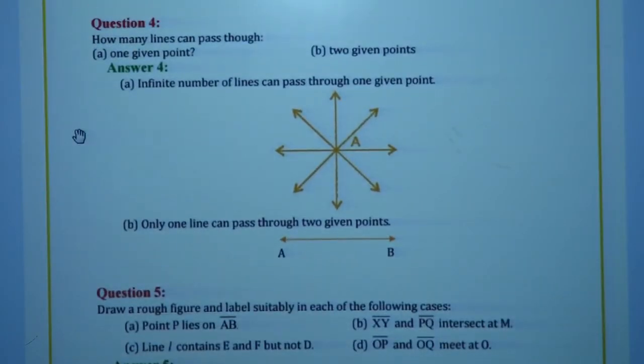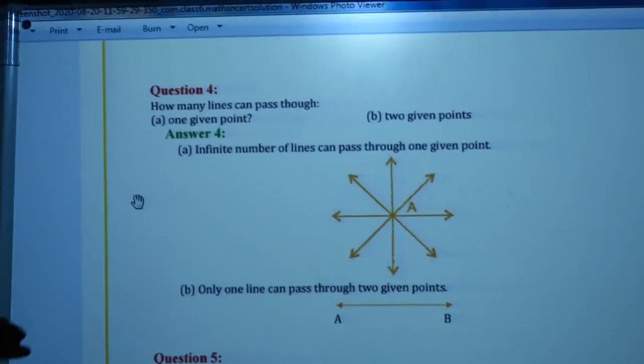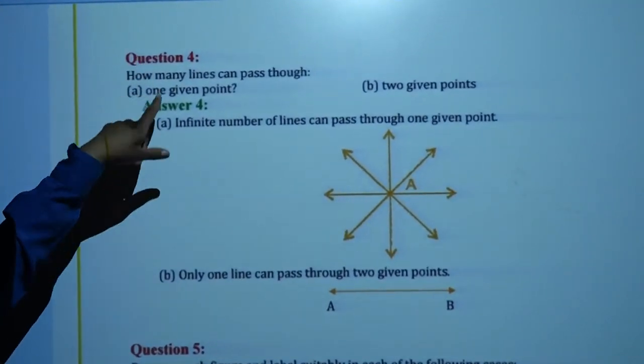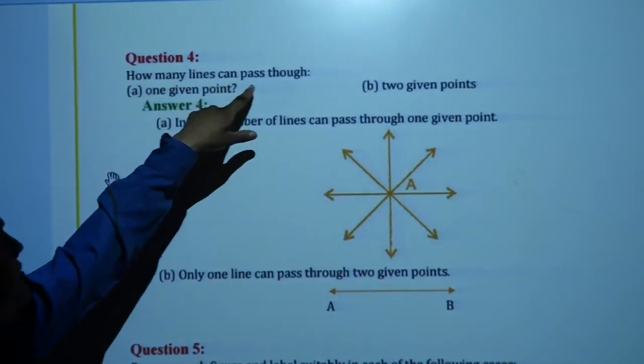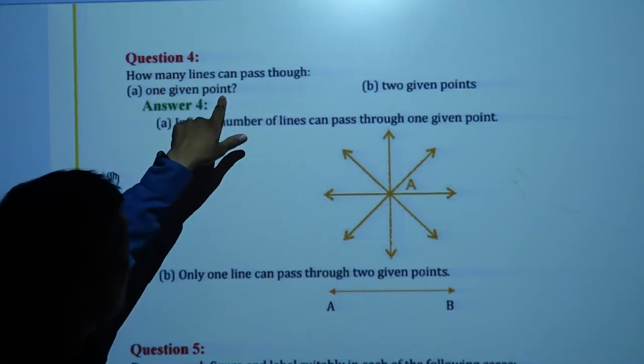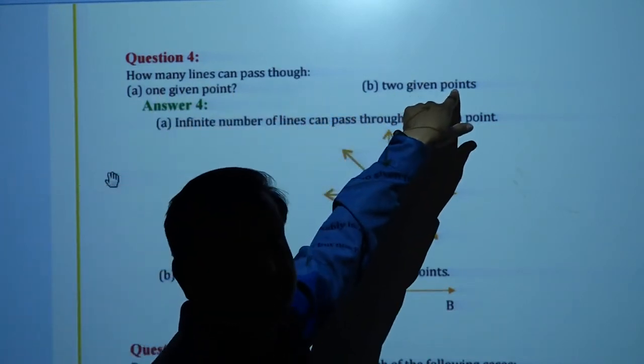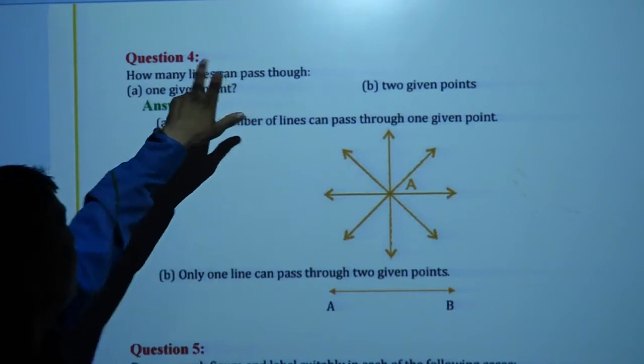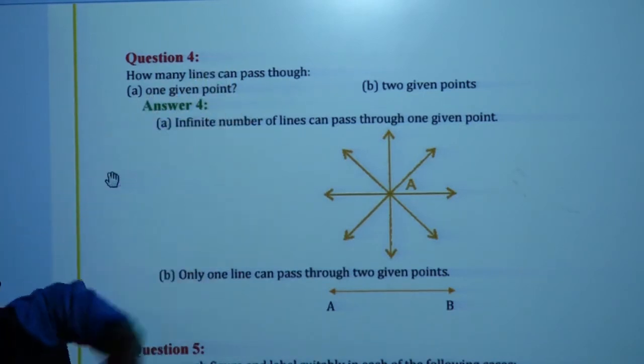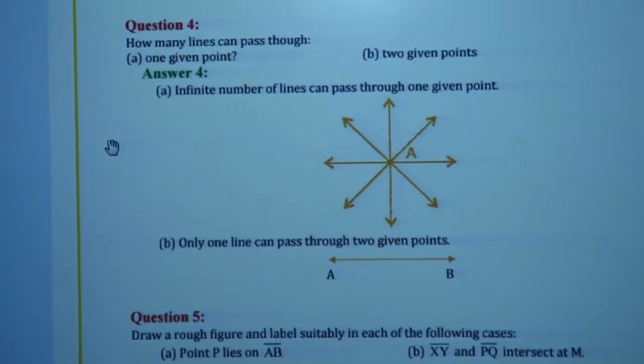Now, the fourth question in exercise number 4.1: How many lines can pass through one given point and two given points? This is the question. In the first part, one given point, how many lines can pass?